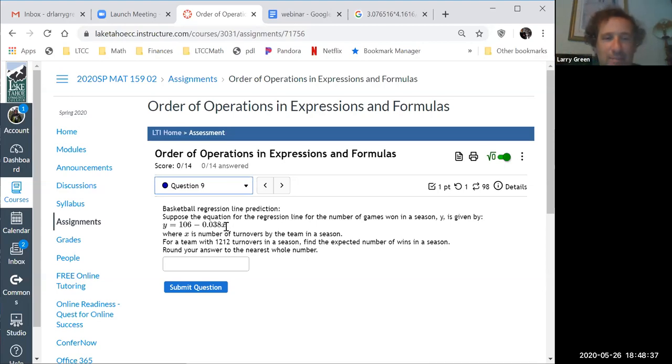Basketball regression line prediction. Not that there's any basketball going on. But suppose the equation for the regression line for the number of games won in season Y is given by Y equals 106 minus 0.038x, where x is the number of turnovers by the team in a season. Okay? For a team with 1,212 turnovers in a season, find the expected number of wins in a season, round to the nearest whole number.